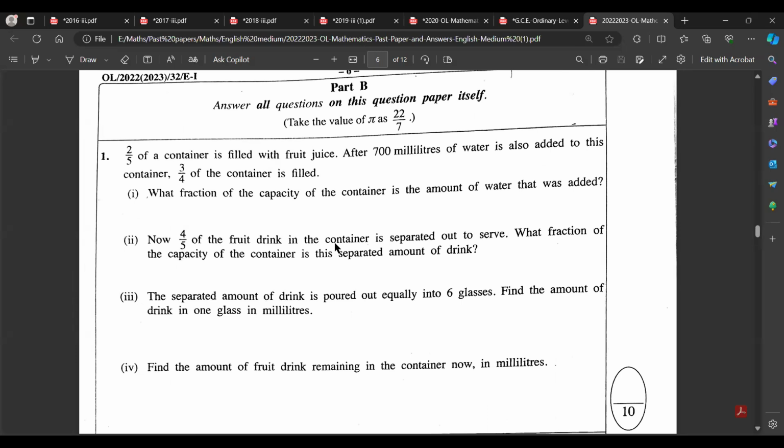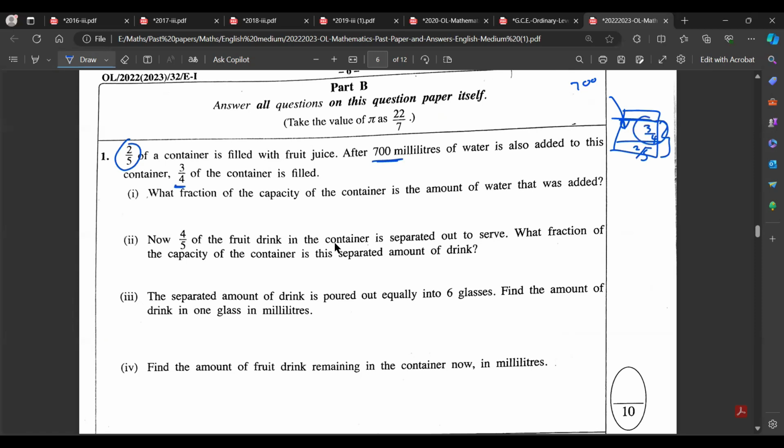Okay, 2 over 5 of a container is filled with juice. After 700 milliliters of water is added to this container, it fills up to this one. In the beginning it is 2 over 5. Now add 700 milliliters. After it is filled, altogether what is the fraction? 3 over 4.